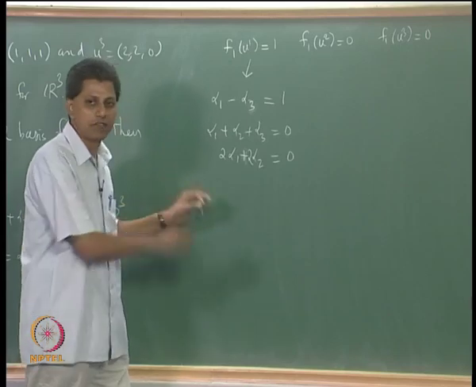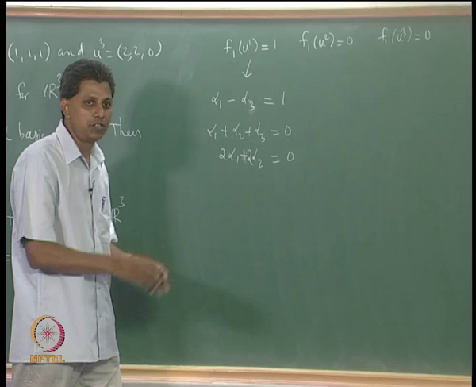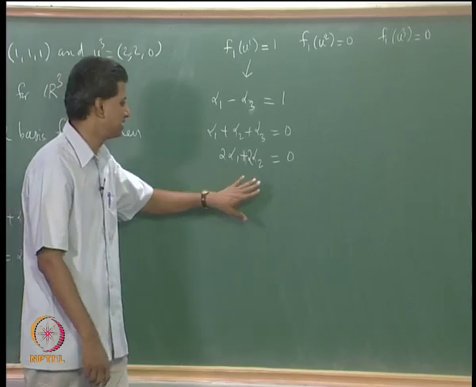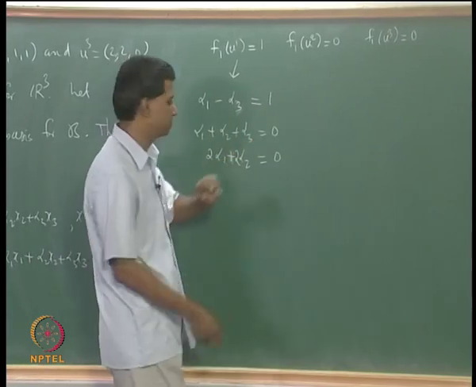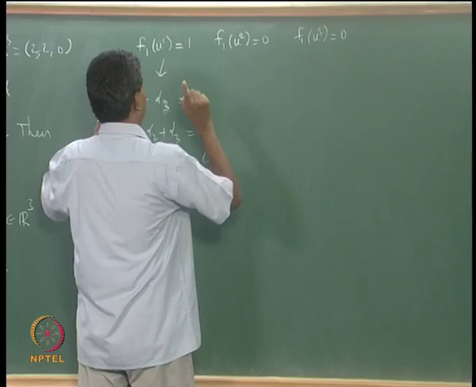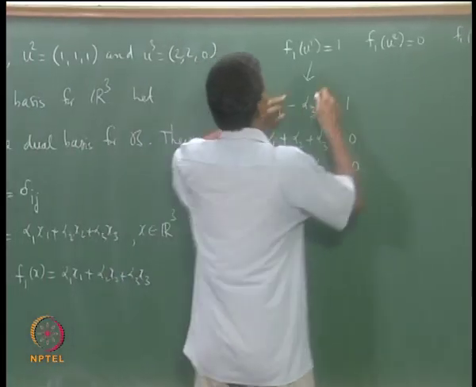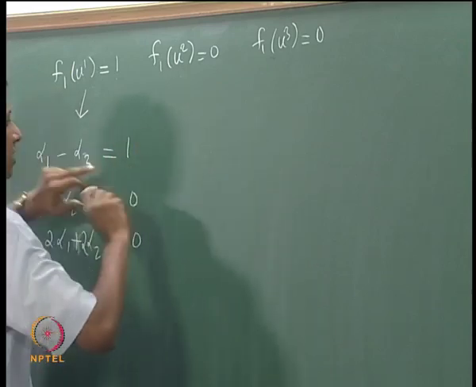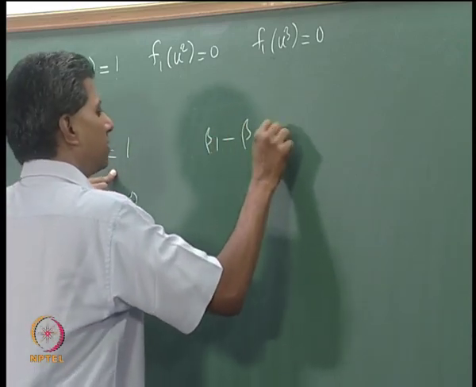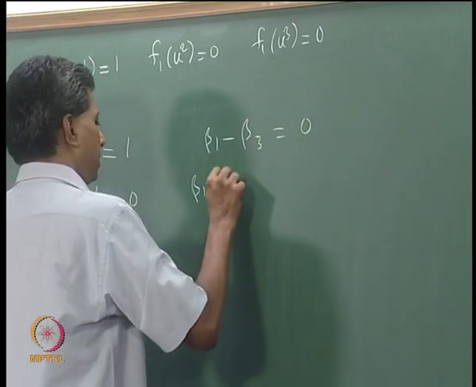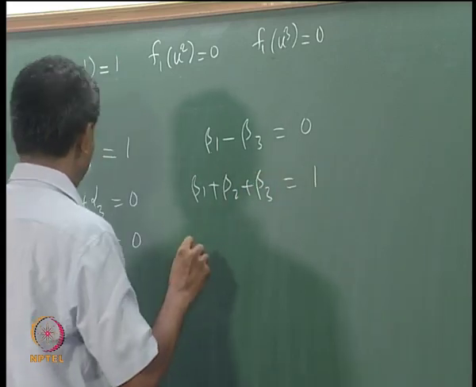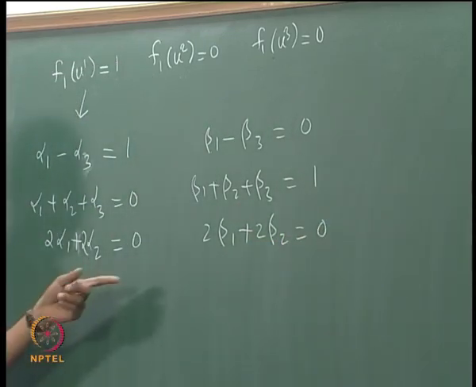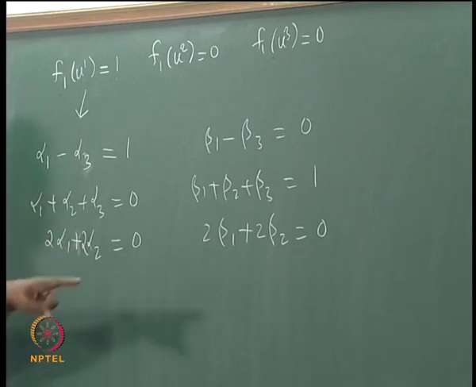Okay, instead of solving all these three systems one after the other, we would just solve one system and substitute for the right hand sides. See, it is the same. Okay, what happens to the next system for beta? You will again get something like this. See, for beta I am determining f2. For f2, f2 of u1 is 0, f2 of u2 is 1, f2 of u3 is 0. So that will give me beta 1 minus beta 3 equal to 0, beta 1 plus beta 2 plus beta 3 equals 1 this time, 2 beta 1 plus 2 beta 2 equals 0. This must be the system that beta will solve, and similarly for gamma.